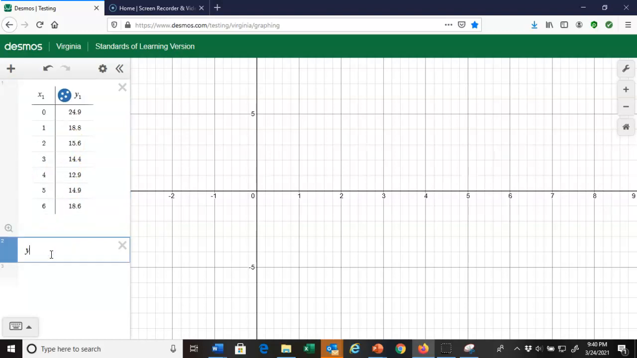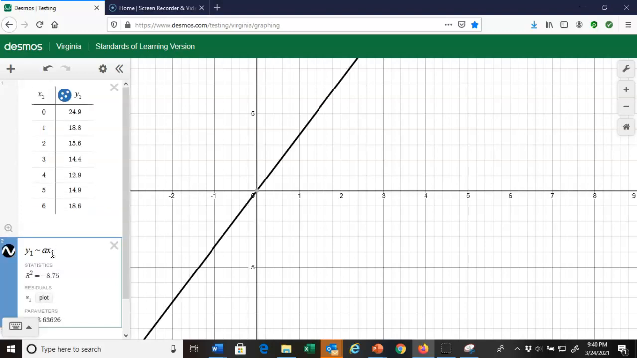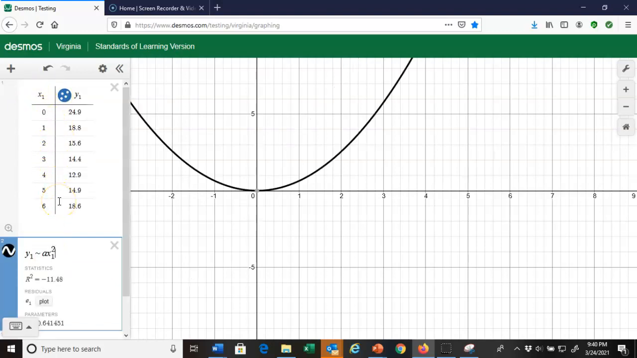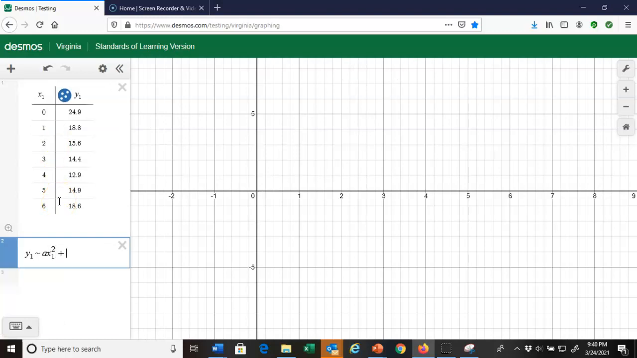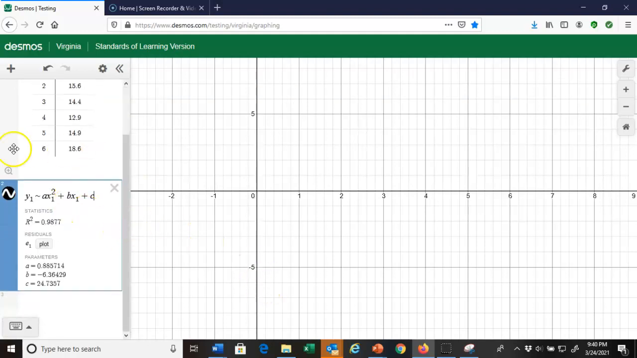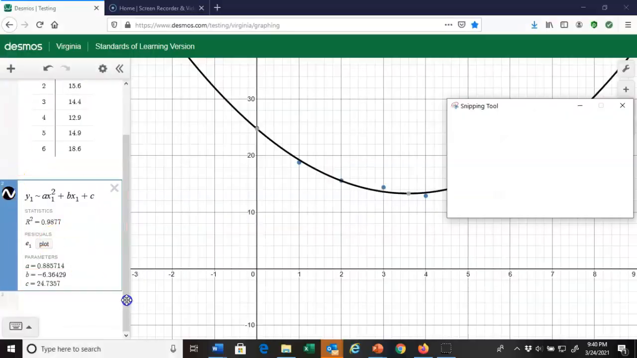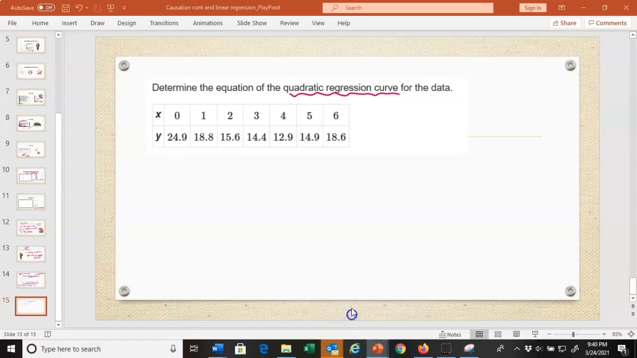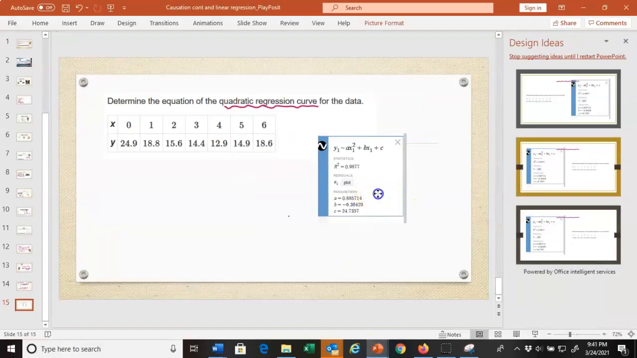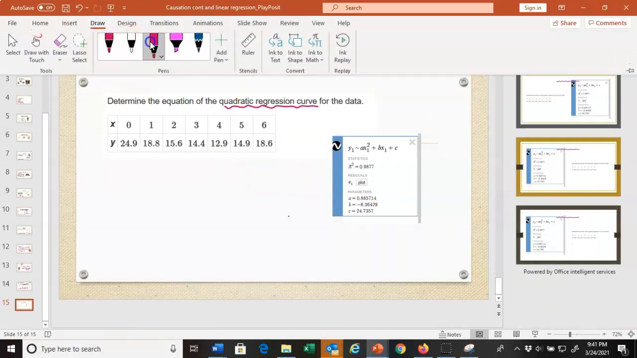And let's do the regression. So y1, remember this is quadratic, so we need to put in a quadratic equation. But don't forget your sub 1, because remember that little sub 1 matches our data up here, our data table. Squared. I just did caret and 2 plus bx sub 1 plus c. There it is. Let me get, here we go. And I'm just going to snip this and bring it back to our presentation for us. There is our quadratic regression line.